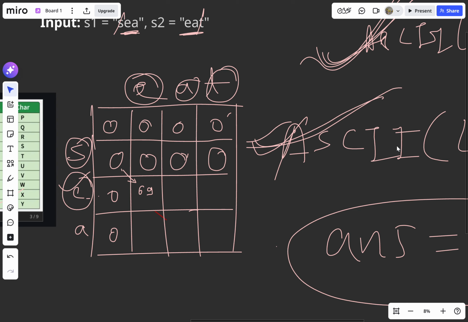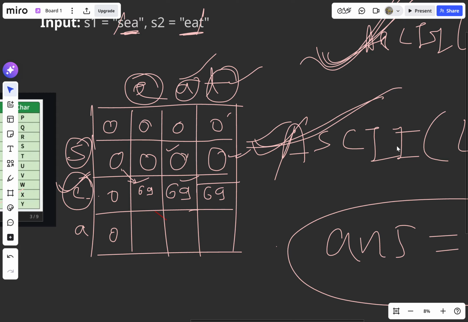Okay, after this we have E and A. So E and A both are not similar, so we will have to get the maximum from this and this, which is 69. Okay, now again we have T and E, both are not same, so we will take the maximum from this or this cell, 69.